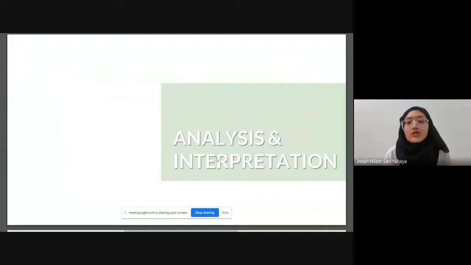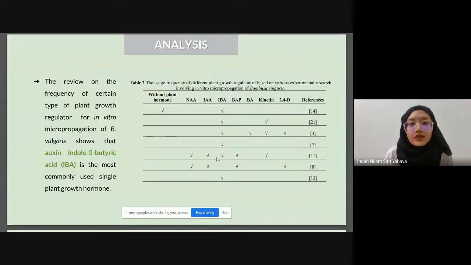The analysis from the review is that the frequency of certain types of plant growth regulators for in vitro micropropagation of Bambusa vulgaris shows that the auxin indole-3-butyric acid (IBA) is the most commonly used single plant growth hormone. It is used in 6 out of 7 experimental researches that have been made.